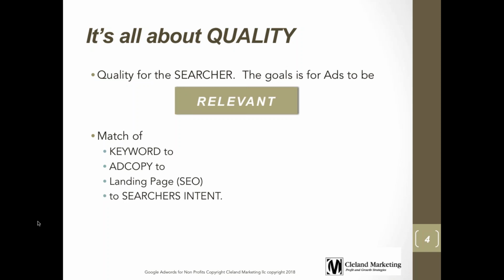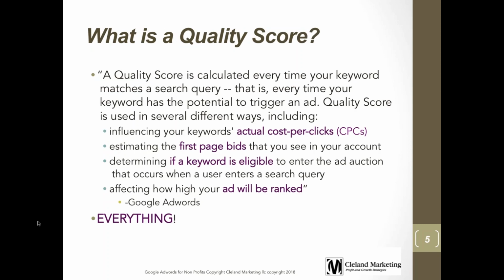So always be thinking about the match of the keyword to the ad copy to the landing page to what the searcher is actually looking for. And Google gives you a lot of information about this, and they do it in what is called a quality score. So the quality score is calculated every time your keyword matches a search query, every time your keyword has the potential to trigger an ad, and it's used in several ways. It influences your actual cost per click, how much the bid has to be for you to show up on a page, even determining if your keyword is eligible, and then how high your ad will be ranked.